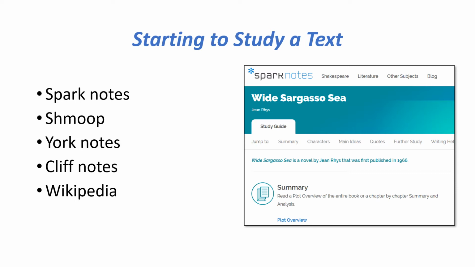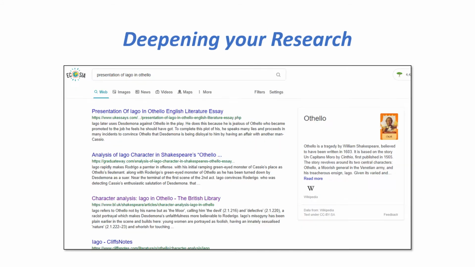What I would say, though, is that this is just a starting point. Even for GCSE study, these websites don't necessarily provide the depth of analysis or the depth of knowledge that you're going to need to succeed and get those top grades and that deeper level of understanding. So when you're initially researching, go to these websites first, have a look around to familiarise yourself with the text, and then move on to something that's going to give you a deeper understanding.